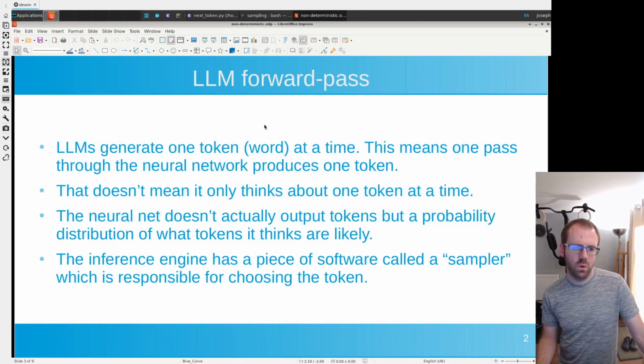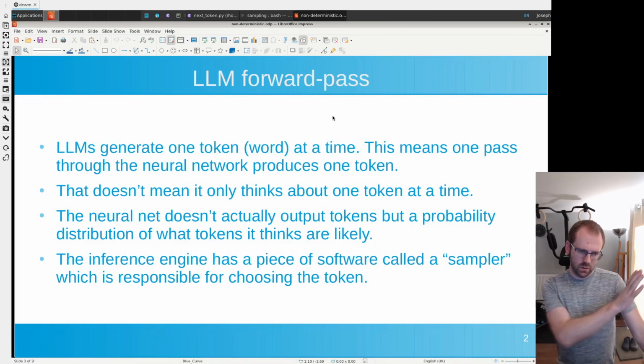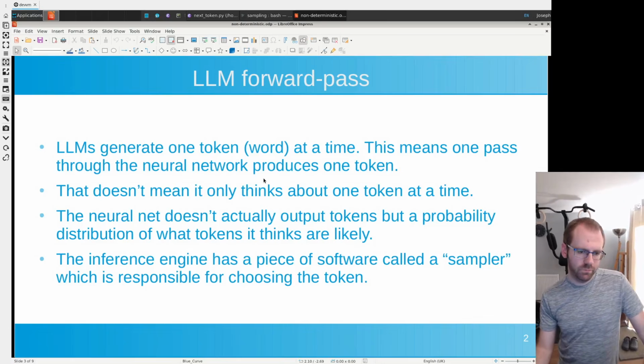So, LLMs generate one token at a time. A token is a word or a number, or basically it's just the minimum unit of output. So you can think of a token as a word. So the neural network goes through a pass from input to output, right? So one pass through the neural network produces one token. To be clear, that doesn't mean it's only thinking about one token at a time, because it's got a key value cache and a residual stream and all this stuff, so it's building up information as it goes, but outputs one token at a time.